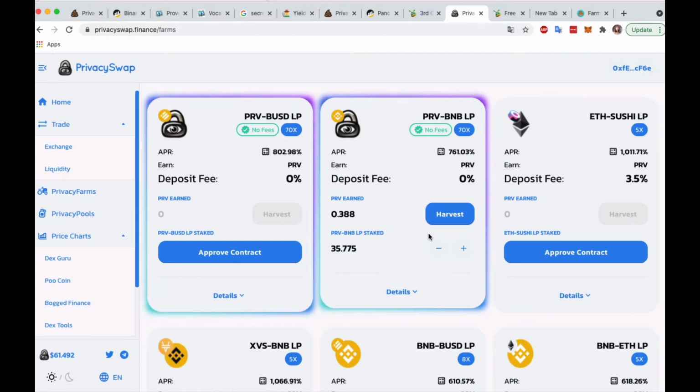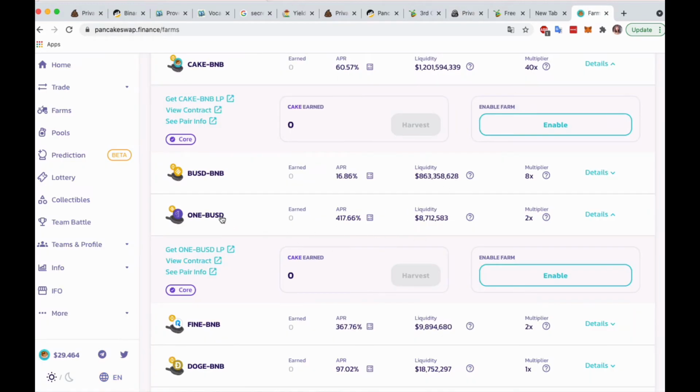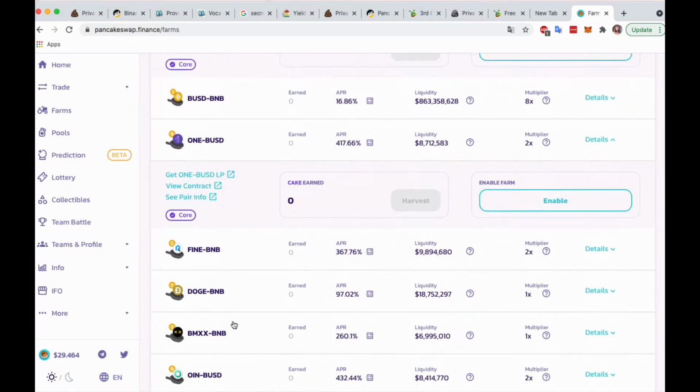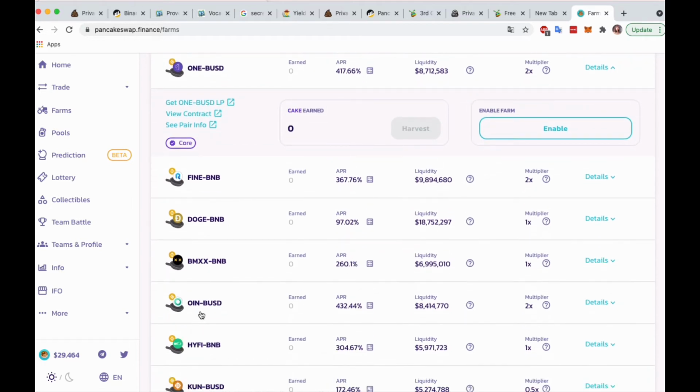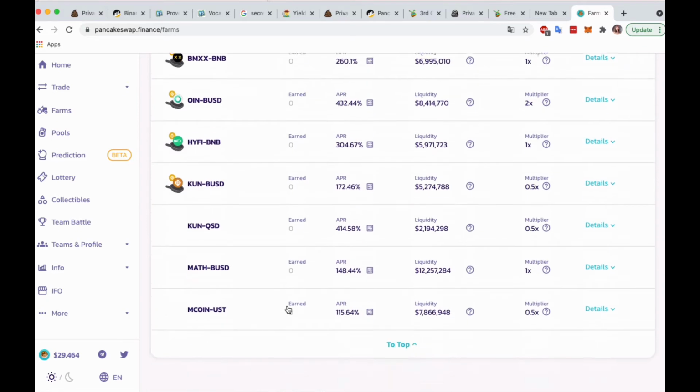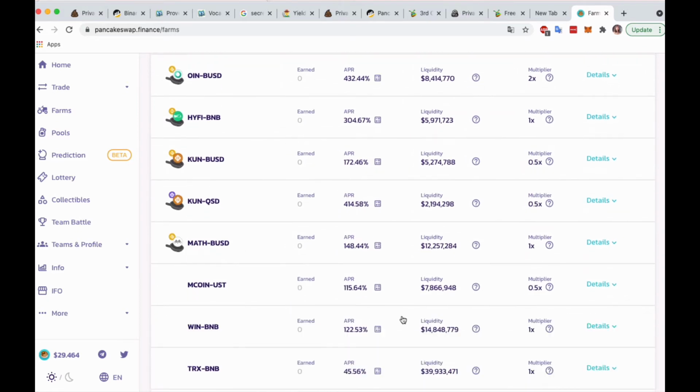In the example over here, these ones that have low liquidity, as you can see, this one here needs more FINE. If you can provide that, we can have a higher reward. This one needs OIN. If we can provide that, we can get a higher reward, and so on and so forth.